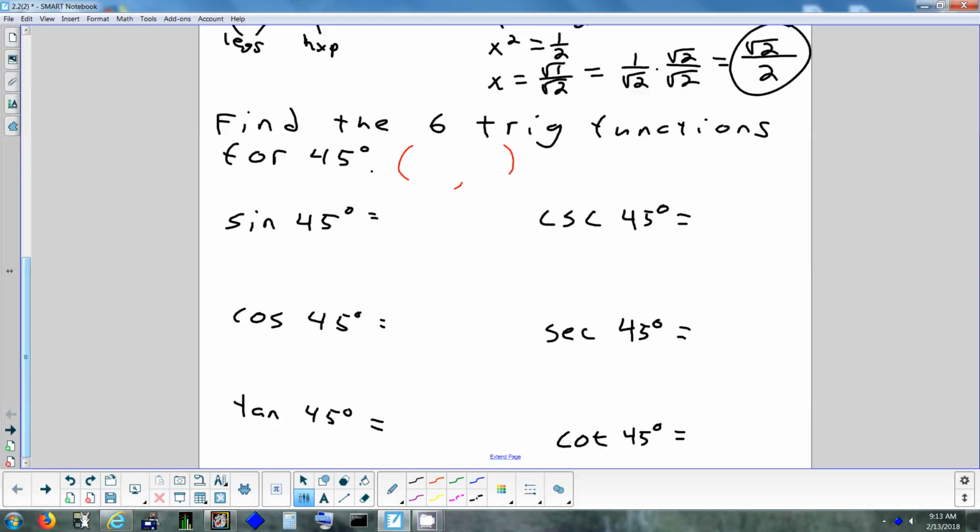How about Austin? What would be the coordinates for 45 degrees? Root 2 over 2. Yep, root 2 over 2. Perfect. So now take a couple minutes and see if you can find all the trig functions. But from here, it's very, very similar. In fact, I think it's the same problem that we did yesterday.